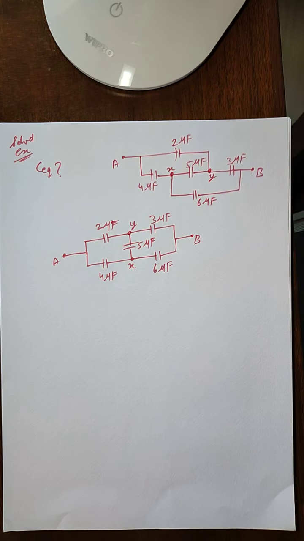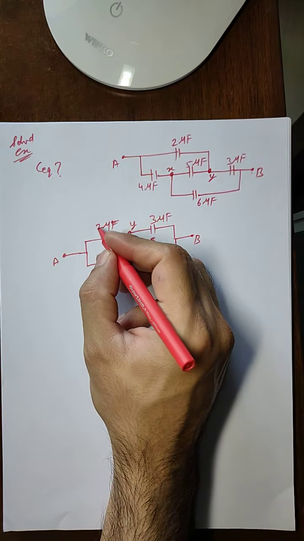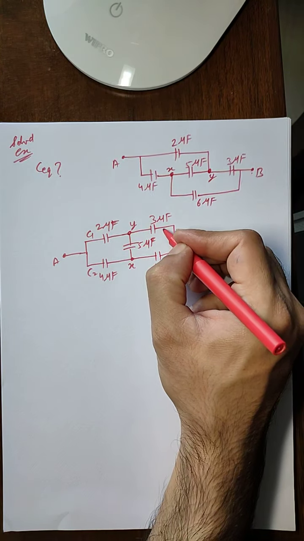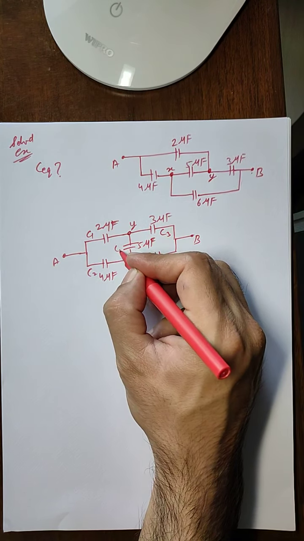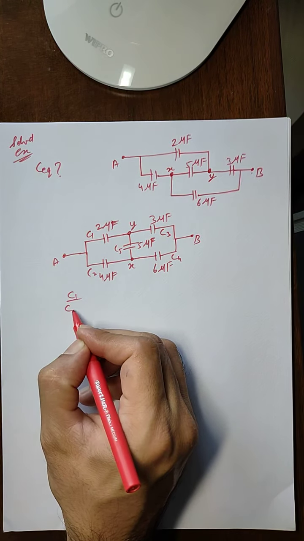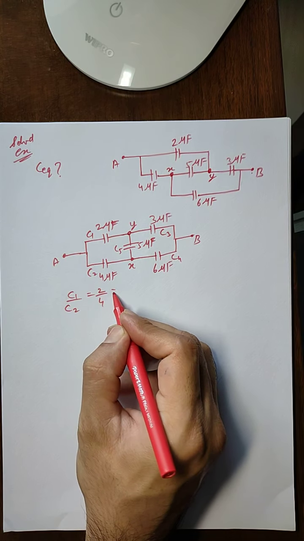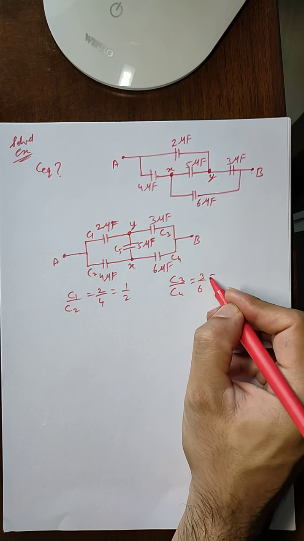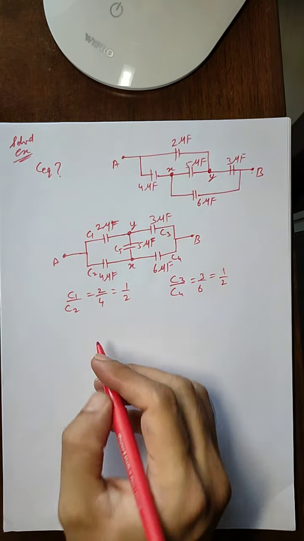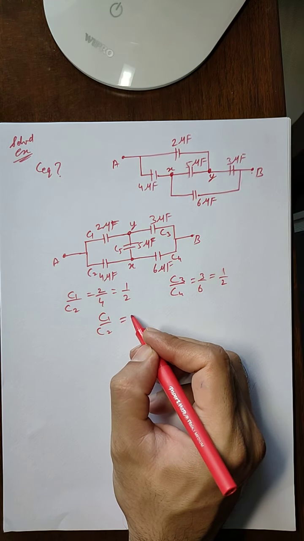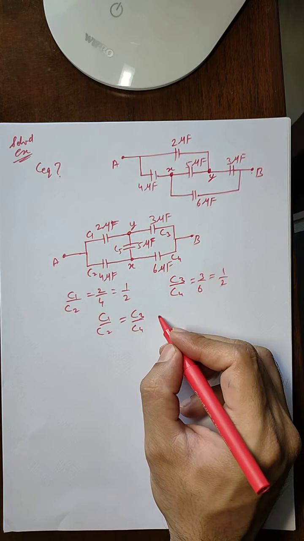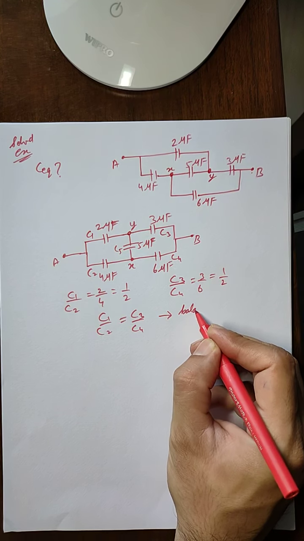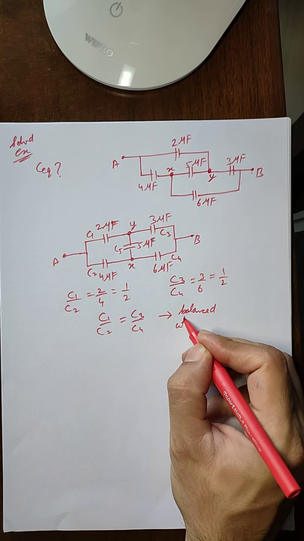Now the first thing that we should check in a given Wheatstone bridge is whether it is a balanced Wheatstone bridge or an unbalanced bridge. So if say this is C1, C2, C3, C4 and this is C5, then we can see that C1 upon C2 will be equal to 2 by 4, which is 1 by 2, and similarly C3 by C4 will be equal to 3 by 6, equal to 1 by 2. So we can see that C1 upon C2 equals C3 upon C4. Now we have already studied that this is the condition of a balanced Wheatstone bridge.